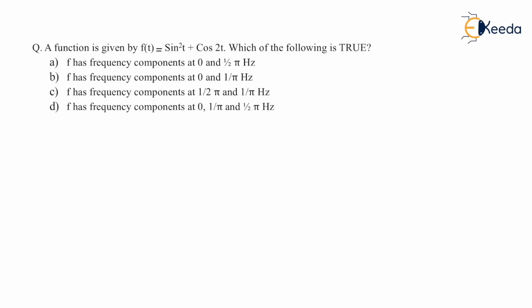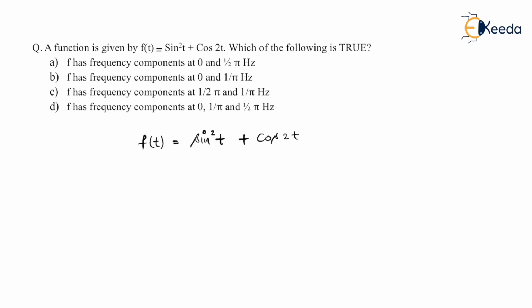So the question is, a function is given as f of t equals sine square of t plus cos of 2t. Which of the following is true? If you read all the options, it is asking you the frequency components present in the given f of t. Okay, we will see. First of all, I'll try to write that f of t as it is. f of t equals sine square of t plus cos of 2t.